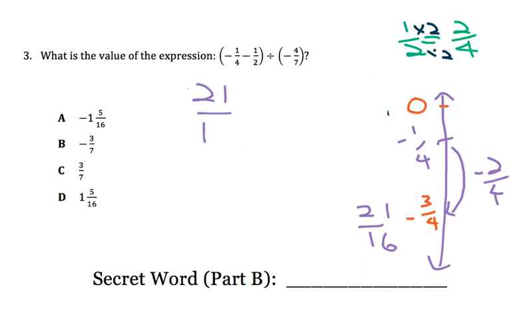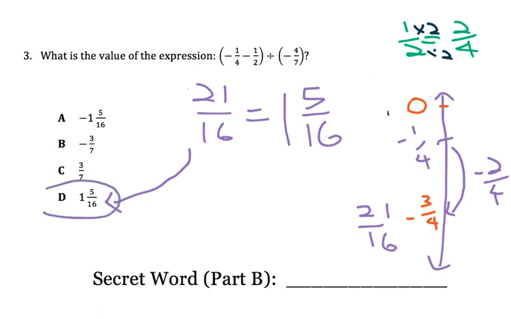But 21/16, I think this is the answer, because I know 21/16 is more than a whole. Let me just make sure. So 16/16 would make one whole, and then that leaves me with 17, 18, 19, 20, 21. That leaves me with 5/16 left over. And I know my answer is positive because I divided two negatives. So it looks like the correct answer is D.